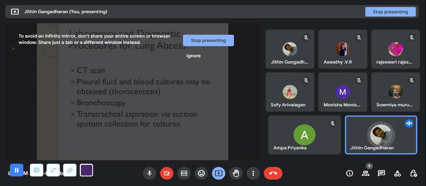So what will we do in case of lung abscess? We'll take a CT. That is the best thing, and we can go for thoracentesis. What is thoracentesis? Now we'll explain the procedure. We'll make the patient sit on a stool, and allow him to bend toward the study table. That is the position in which we'll be doing the thoracentesis, right? Then we'll have an ultrasound-guided thoracentesis to identify the correct area.